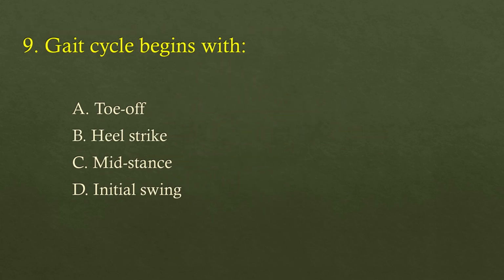Number 9. Gait cycle begins with A. Toe off. B. Heel off. C. Mid stance. D. Initial swing. So the answer is heel strike.